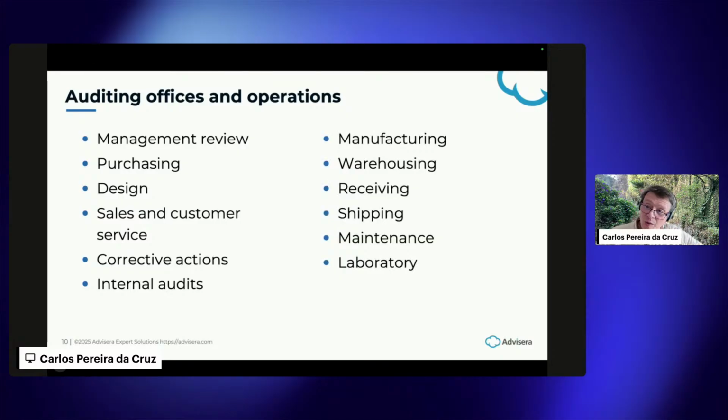Now, auditing operations, manufacturing, warehousing, receiving, is different. Normally, in these areas, the evidence is not stored digitally, and you need to observe the process, the controls, hard copies, and the resources. So, for example, you need to check that the measuring resources are calibrated and the calibration is updated. Stuff like that.